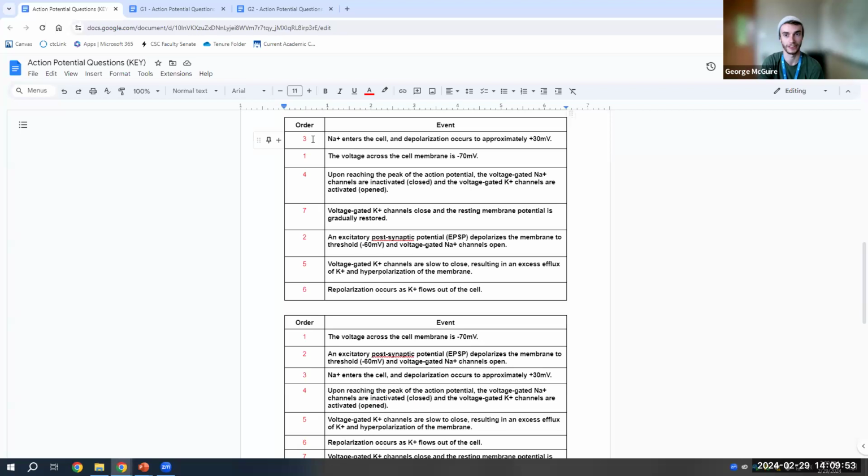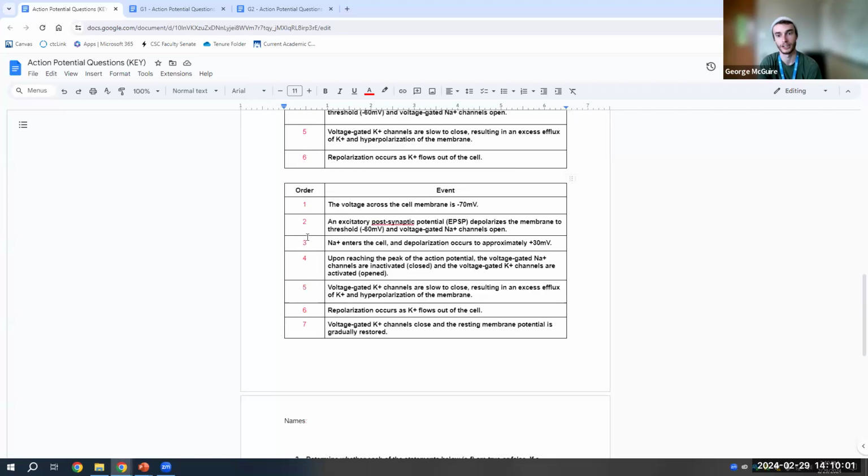So anyone who is working on that and wants to check their numbers, it should be 3, 1, 4, 7, 2, 5, and 6. So now we'll talk about it in the order that things happen. So again, at rest, the voltage on the membranes of our axons is -70 millivolts. Or I guess of the neuron in total is -70 millivolts.